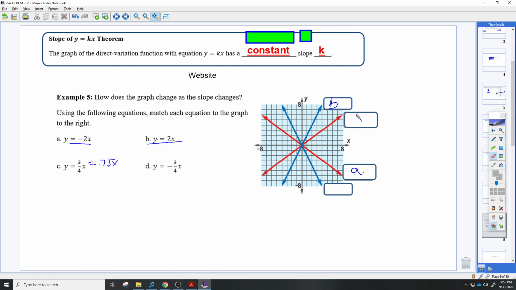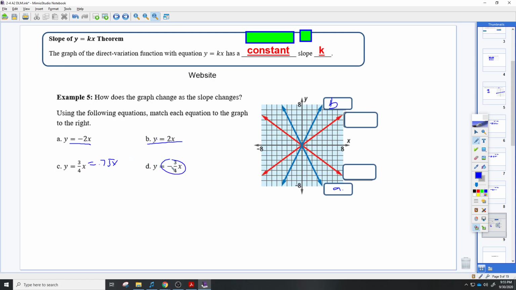And the same thing should happen when we go to the negative side. So the really steep one should probably be A here. Guess you should see how steep you're going with this one. This is not as steep. And then D is the same thing. It's just negative, so it's negative 0.75x. So these should be the red ones that just aren't as steep.